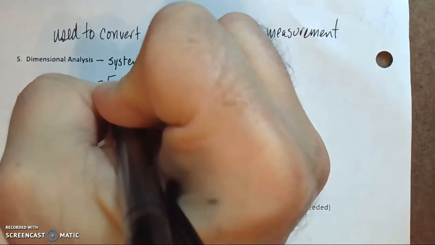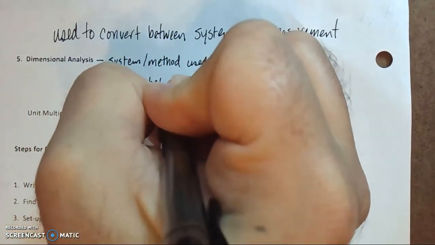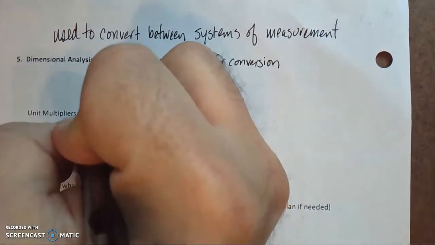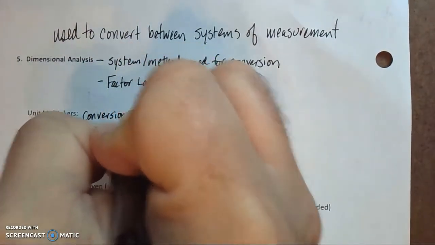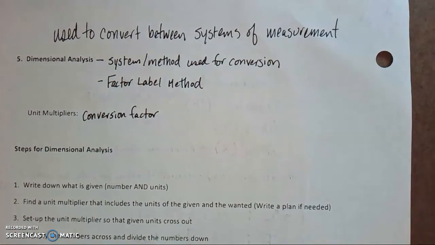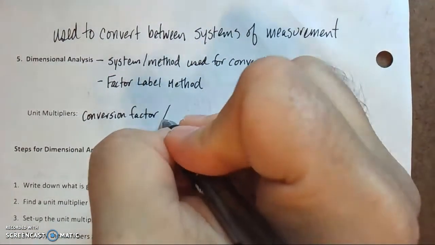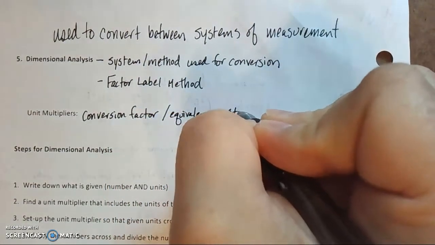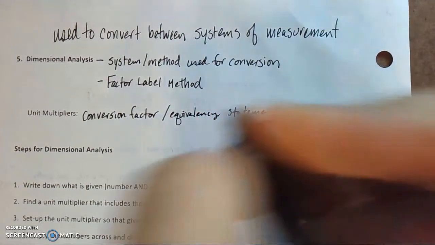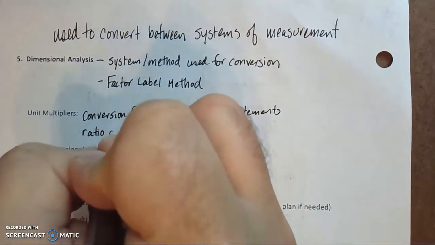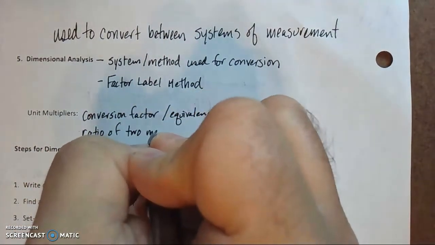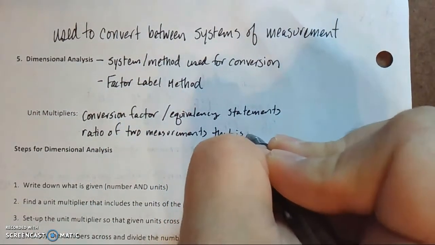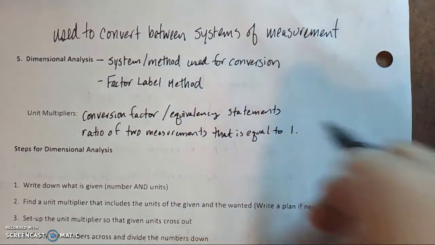Sometimes it's also called the factor label method because we use unit multipliers or a conversion factor in order to do this. Sometimes these conversion factors are called equivalency statements. And that would be a ratio of two measurements that is equal to 1.